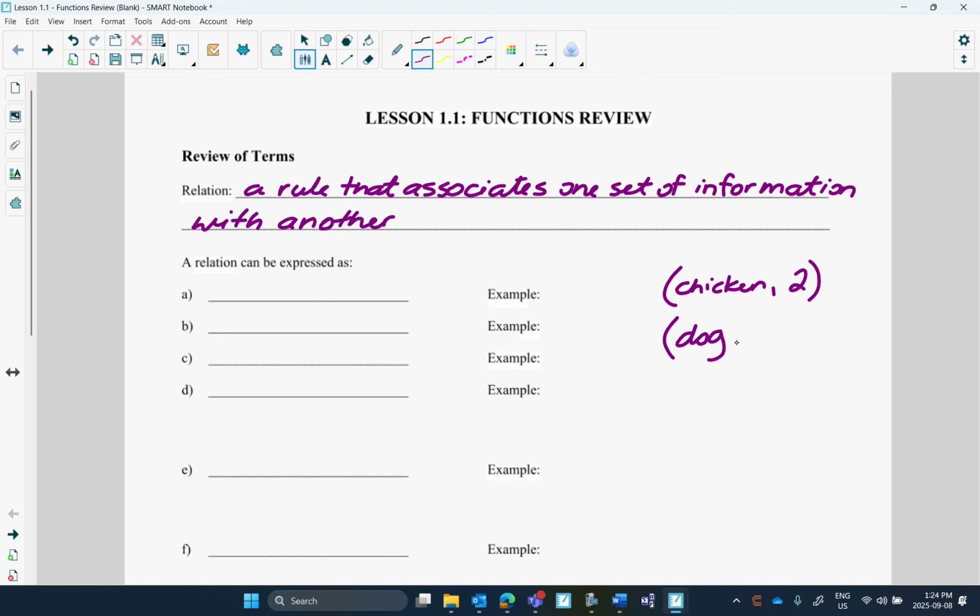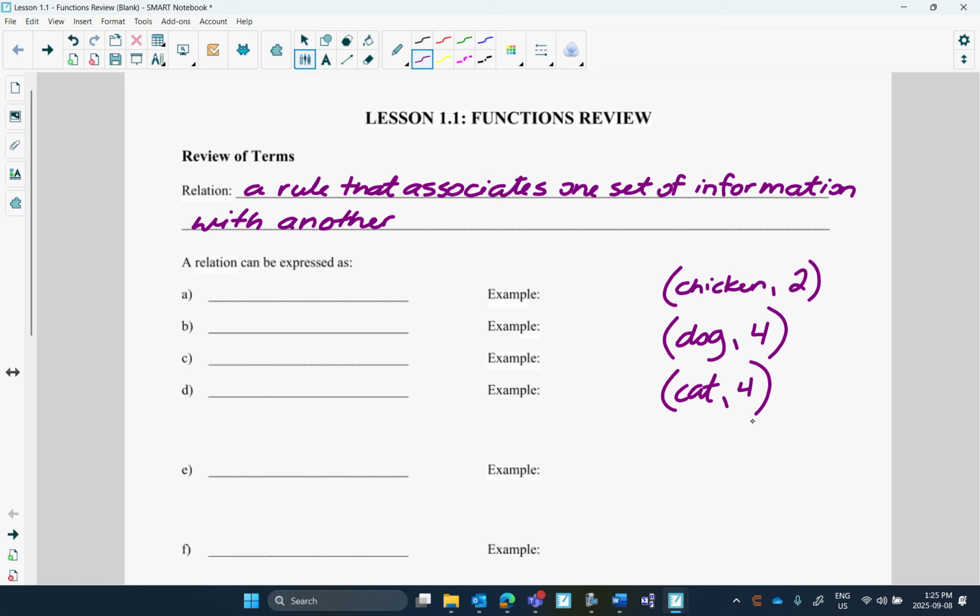Here's a first set of information. Here's a second set. Here's a first set of information. Here's the second set. Can you tell me the rule? Do you think you can tell me the rule? When there's like 3 letters, like a word. Nope. Oh, good try. What's that? The amount of legs. So it's a rule that associates an animal with how many legs they have.